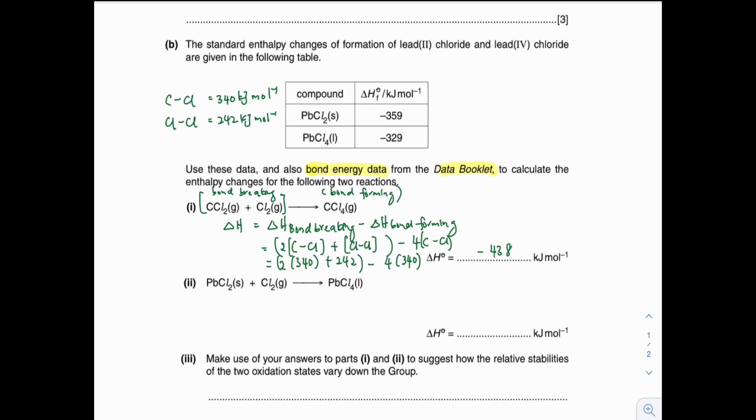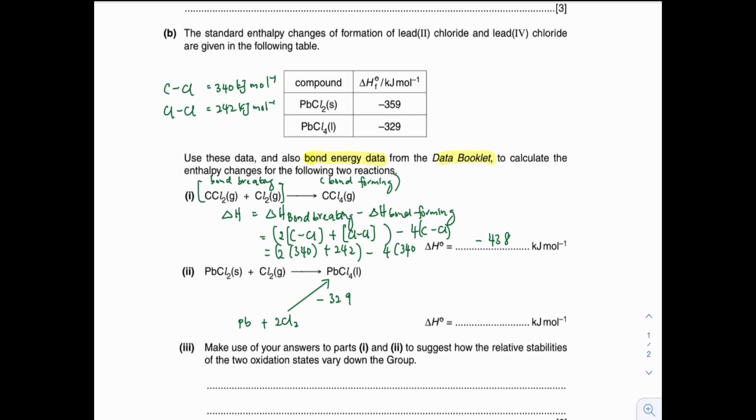Now if you take a look at the second question, we can see that the information of PbCl4 is here and the information of PbCl2 is here. So we can solve this by using the Born-Haber cycle of formation. To form a mole of PbCl4, it is from Pb plus 2 moles of Cl2. So this value is going to be -329. So this will be the formation of PbCl4.